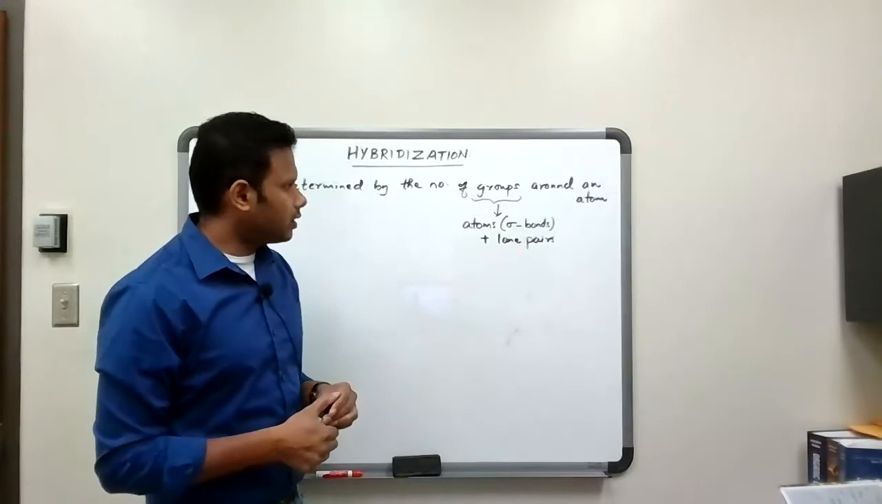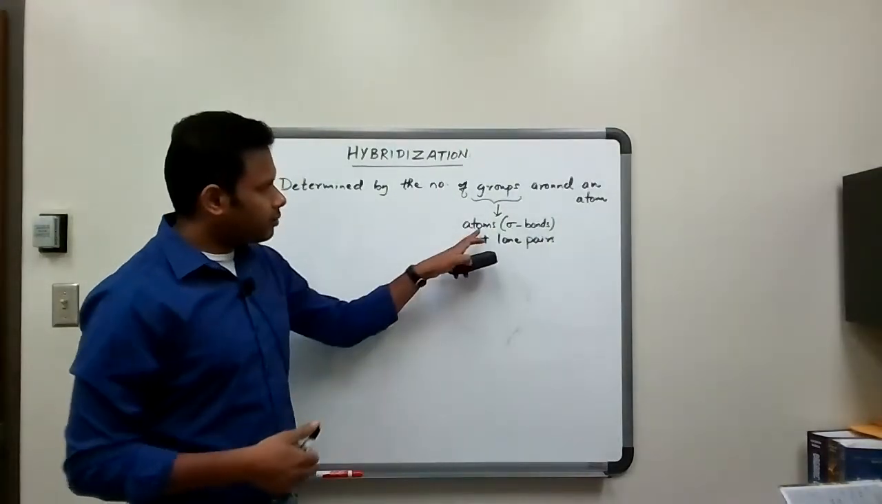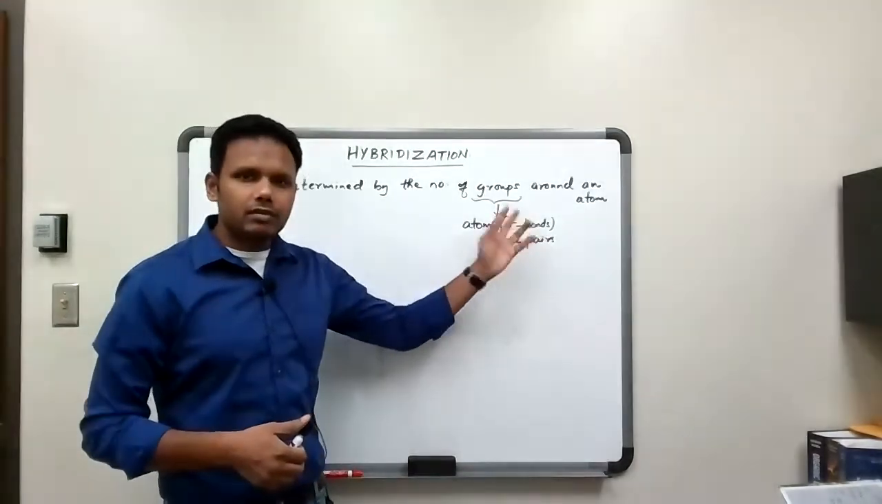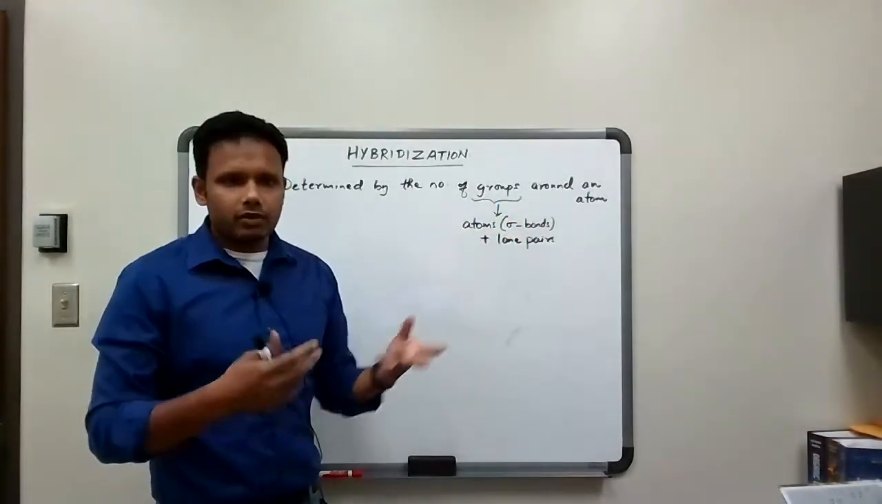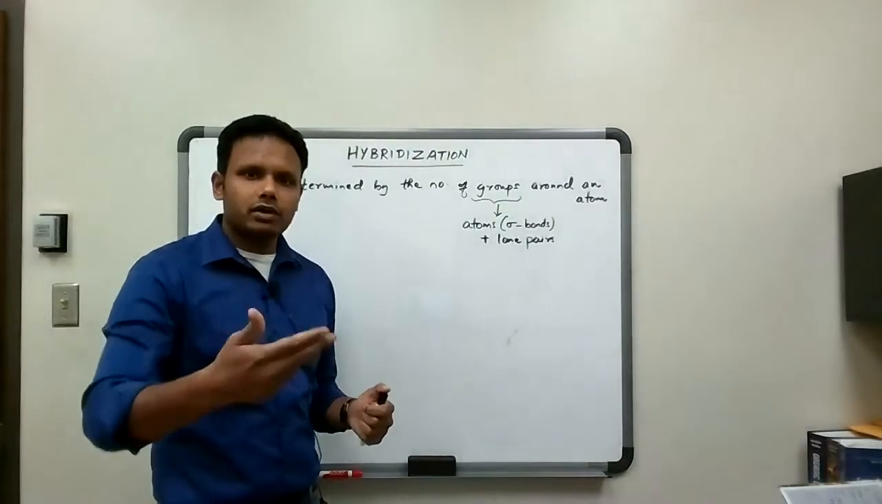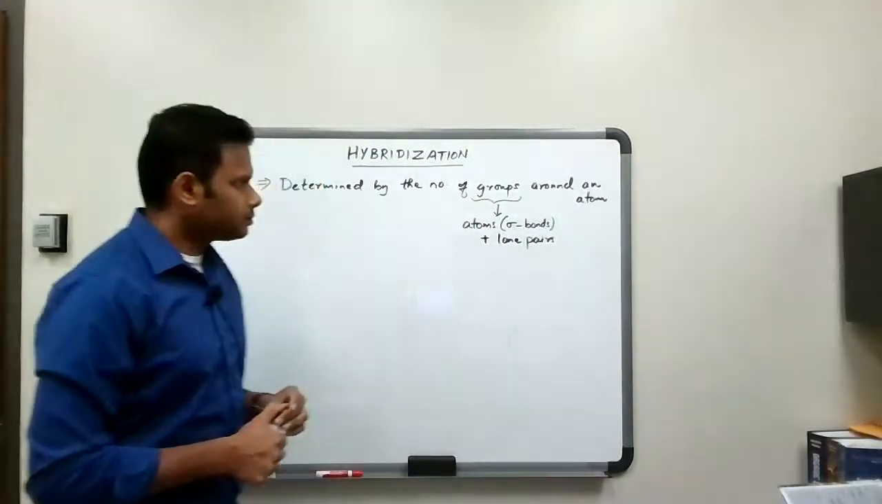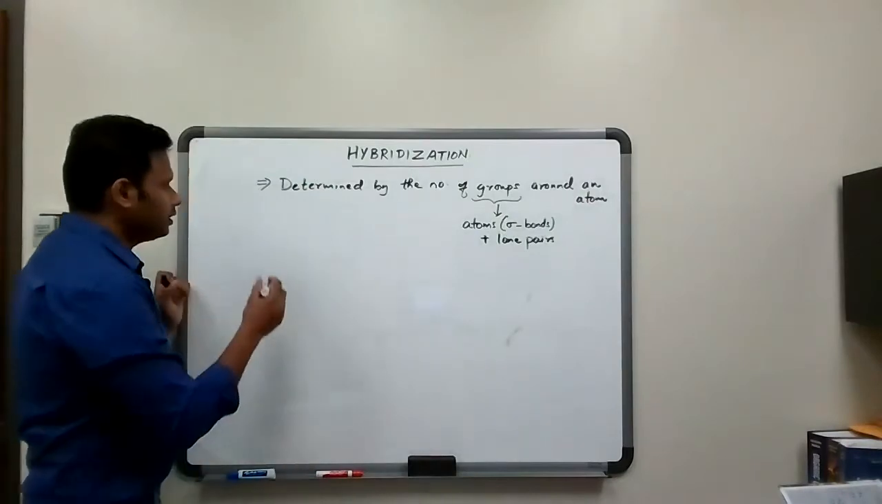If you think about it from an atom standpoint, whether it's a sigma bond or a pi bond, well, there's no pi bond by itself, but whether it's a single bond or a double bond really doesn't matter. So it is atoms plus lone pairs. That's what we're looking at now.